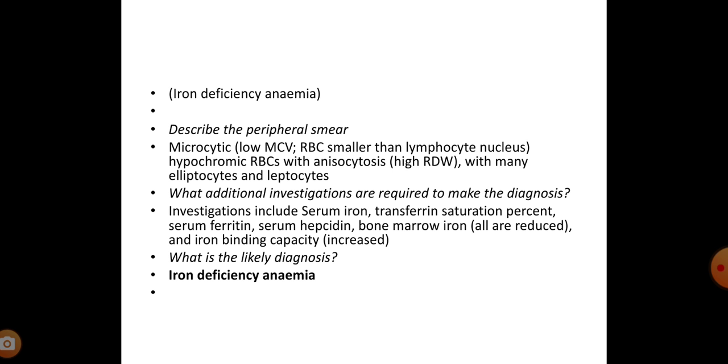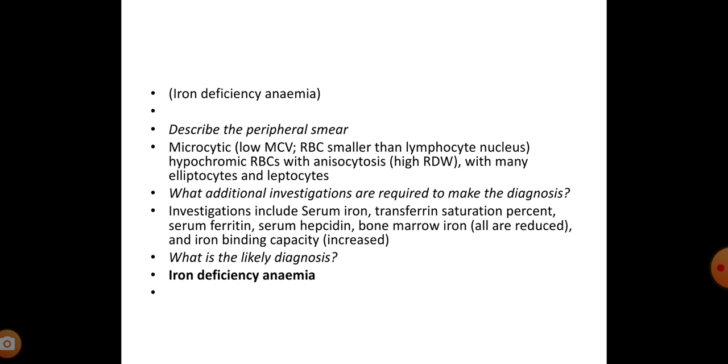So you always comment on the RBCs first, then the WBCs, and then the platelets, and also don't forget to comment on the parasites. So the peripheral blood smear picture is showing microcytic hypochromic RBCs. So when do you say microcytic? When the MCV, the mean corpuscular volume, is reduced and RBCs are smaller than the size of the small lymphocyte nucleus, with hypochromic RBCs and anisocytosis. What is anisocytosis? It is the variation in the sizes of the RBCs.